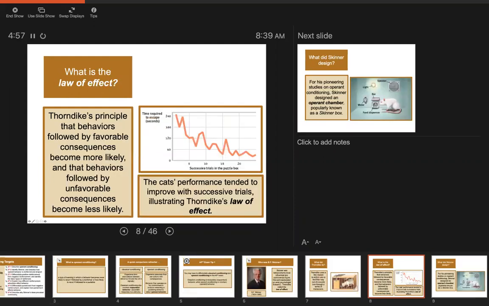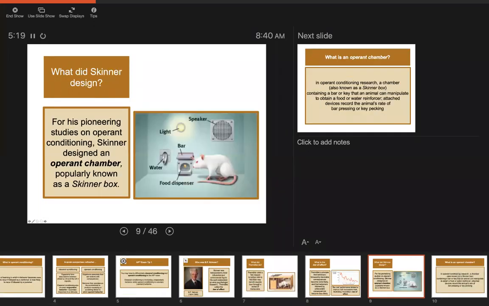So what is the law of effect? Thorndike's principle that behaviors followed by favorable consequences become more likely, and that behaviors followed by unfavorable consequences become less likely. So the cat's performance tended to improve with successive trials, illustrating Thorndike's law of effect. So what did Skinner design, building upon Thorndike's research? For his pioneering studies on operant conditioning, he designed what's called an operant chamber, also known as a Skinner box. And you can see what it looks like there.